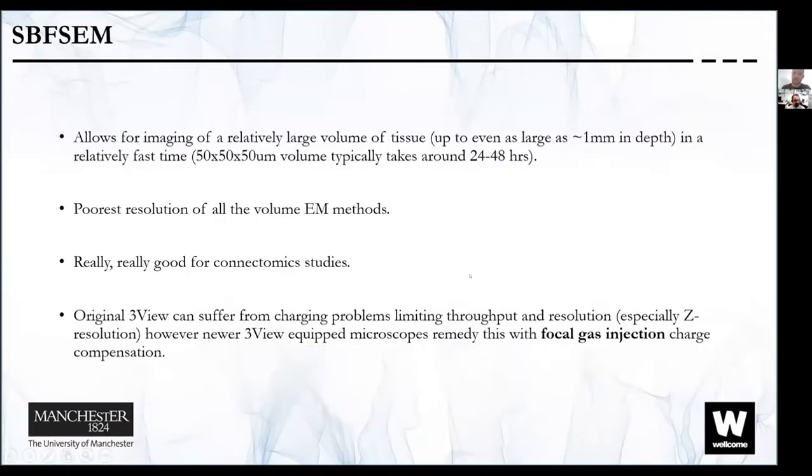So some strengths and weaknesses of this technique. Strengths, it allows imaging of relatively large volumes quite quickly with a decent resolution. So typically that run is a bit bigger than we'd usually do. Often we do something like 50 by 50 by 50 microns at maybe 10 or 20 nanometers pixel size, and it might take as quick as 24 hours. It does have the poorest resolution of all the volume EM methods, but as I've said, it's still quite good.